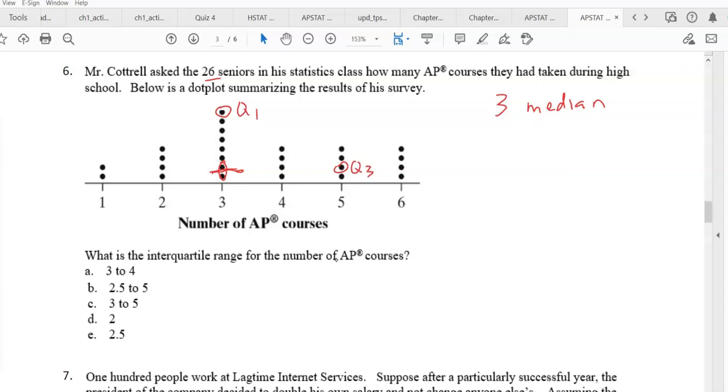And so what is the interquartile range? It's going to be 5 minus 3, which is 2.